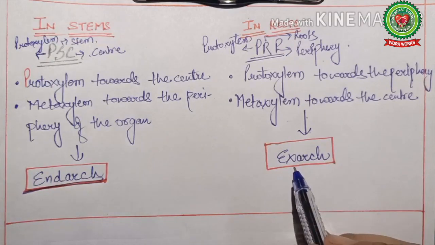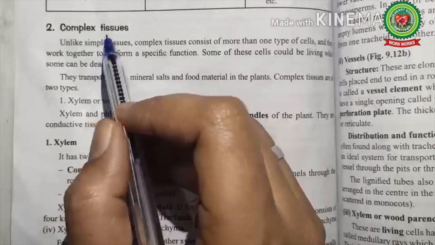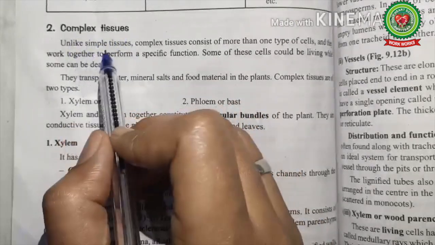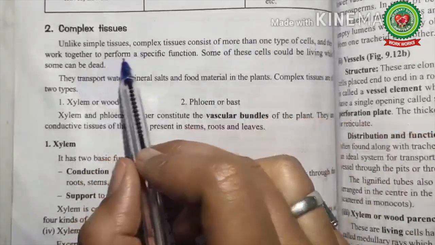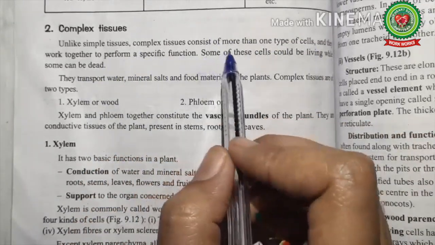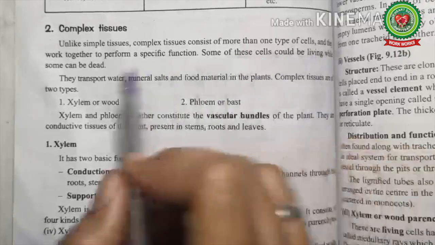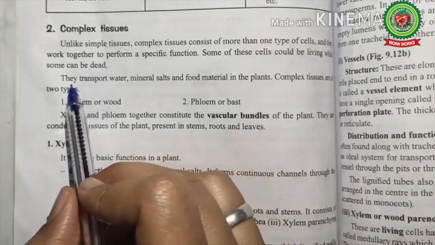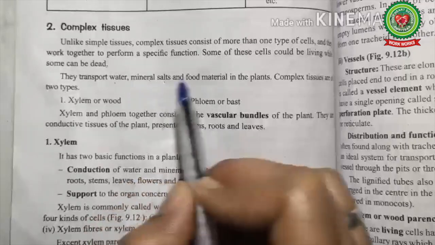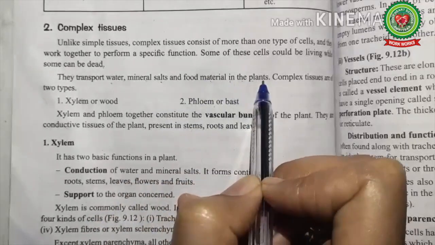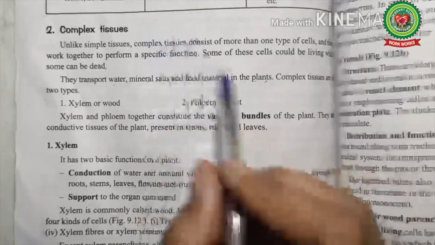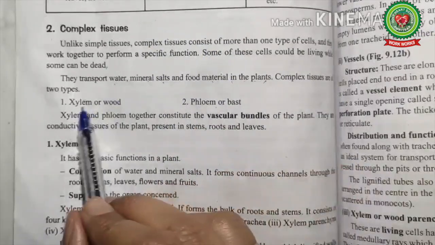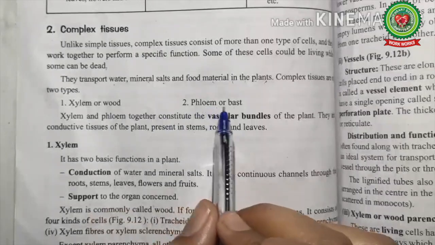Now come to page number 340 of your book. We can see here complex tissue. Unlike simple tissue, complex tissue consists of more than one type of cells and they work together to perform a specific function. Some of these cells could be living while some can be dead. They transport water, mineral salts and food material in the plants. That is the basic function of complex tissue. It forms vascular tissue. Complex tissue is of two types: xylem or wood, and phloem or bast.